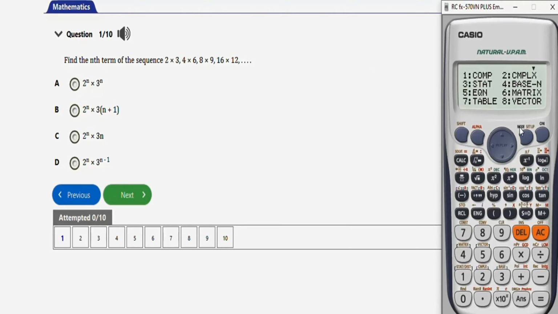Press mode. When you get here, press 7 for table. So let's define f of x. Let's evaluate option A now, which is 2 times 3. We're going to replace n with x, using alpha and this button, times 3 alpha and this button. So that's it. This is our f of x. For g of x, just leave it.